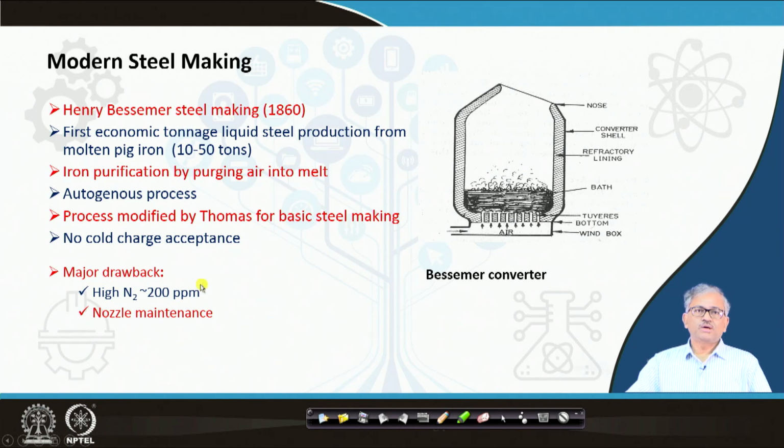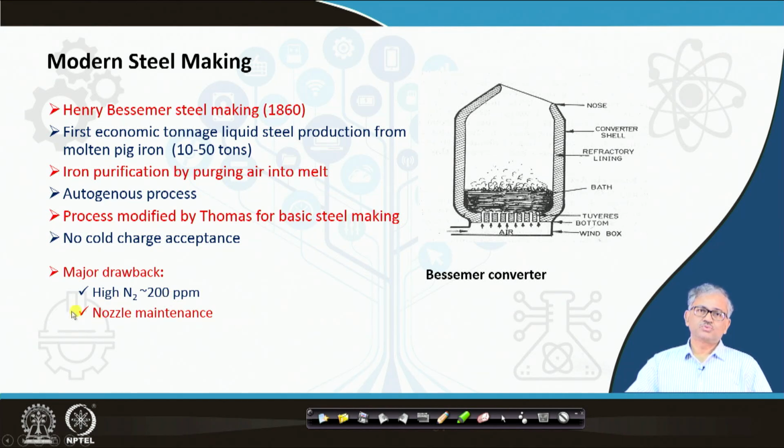And then the major drawback of this process was high nitrogen, because you are charging air, not oxygen as we do today. Air contains 79 volume percent nitrogen. So that nitrogen dissolved into the liquid steel to a great extent, because the air bubbles move through a bath that was not very deep, a shallow bath. So the air residence time was not very high, but obviously a lot of nitrogen also goes into the steel. The nitrogen content was around 200 ppm, which is very high, and nitrogen makes the steel very brittle.